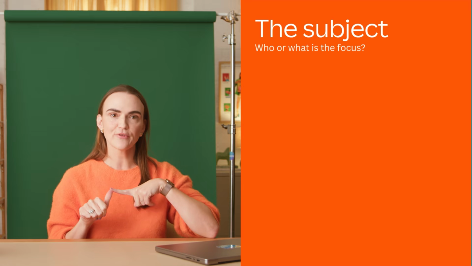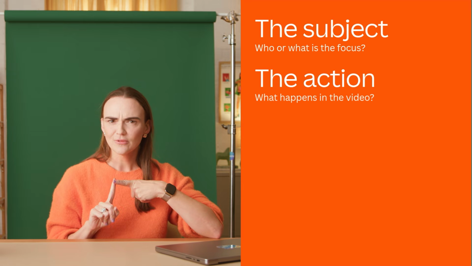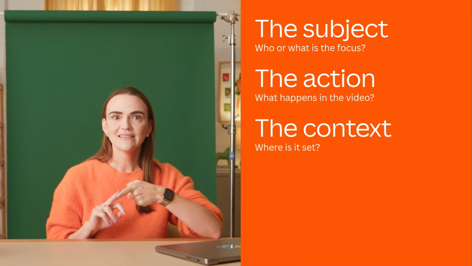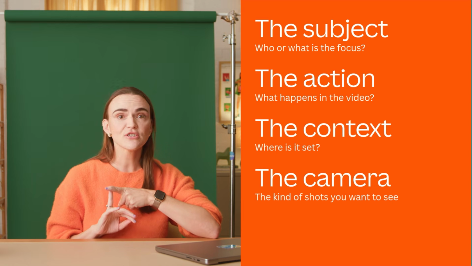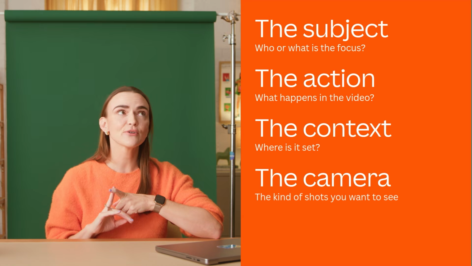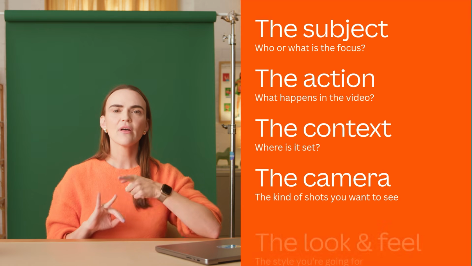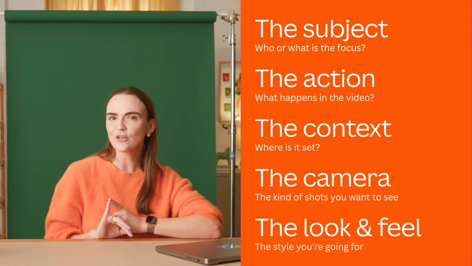A good video prompt works like a good brief, so the more detail you give, the closer the result matches your vision. And the secret is to follow a recipe. Now, there are 5 key ingredients. The subject, who or what is the focus? The action, what happens in the video? The context, where is it set? The camera, what shots do you want to see? Wide shots, close-ups, pans, you're in the director's chair. And last up, the look and feel. What style are you going for?